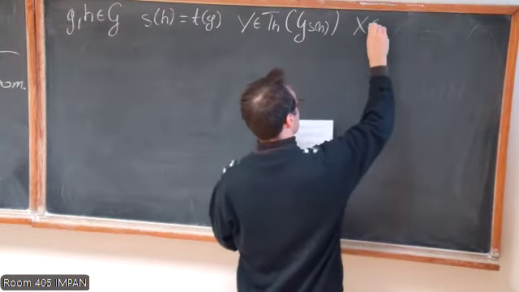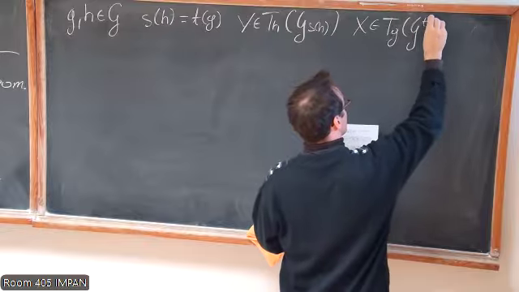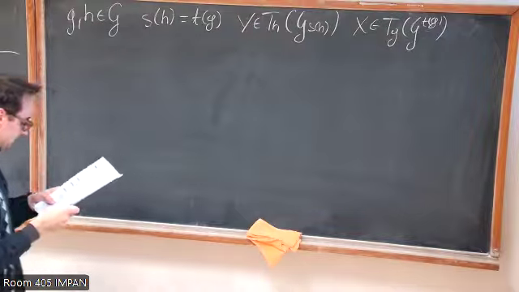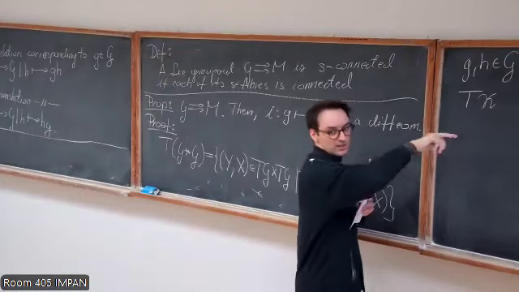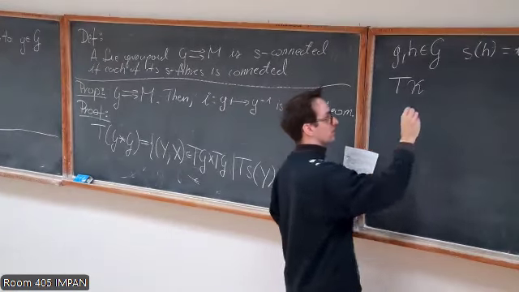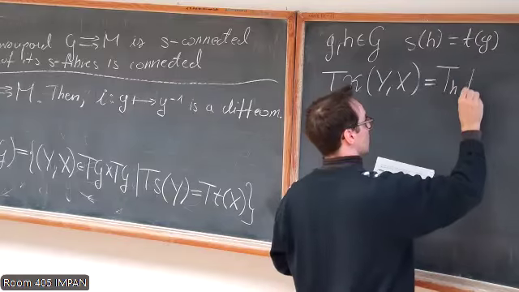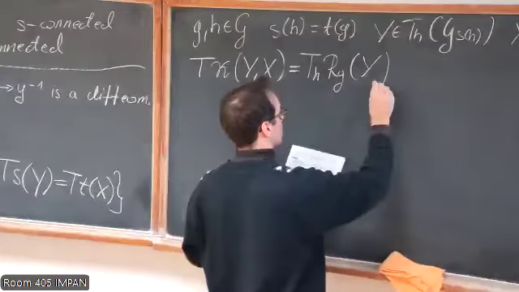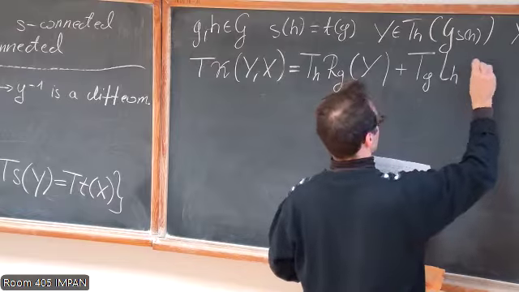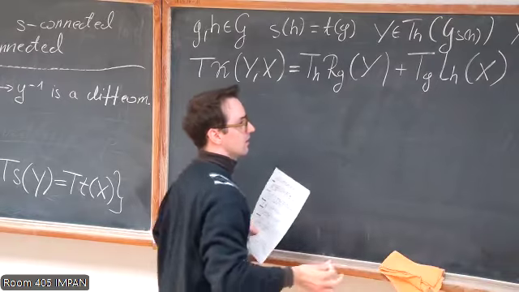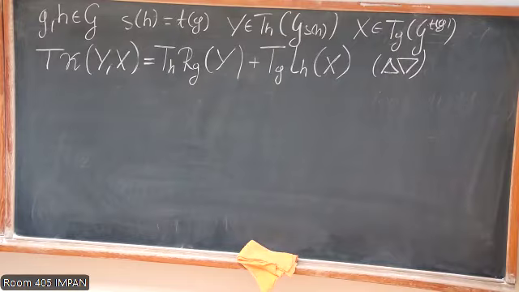And x an element of the tangent space at g. The differential of the multiplication map in a groupoid is given by the sum of the differentials, applied to y and x, and it's measurable. And this goes with this picture.